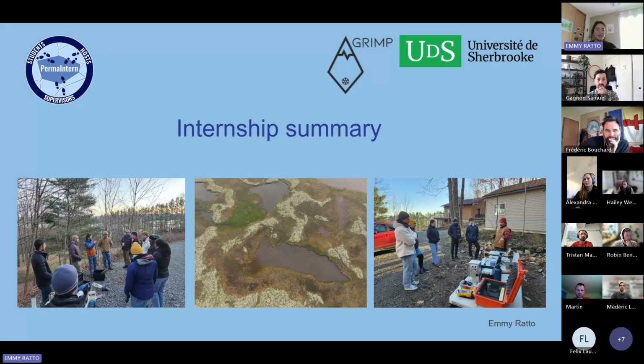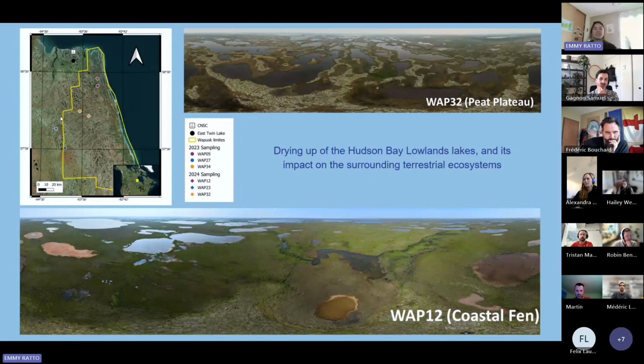In this group, I met Lucille Gosin-Wextin. She introduced me to a research topic: the recent drying up of lakes in the Hudson Bay Lowlands and its impact on terrestrial ecosystems. The study area is near Churchill, and I didn't study all 6 lakes marked on the map. I just studied lakes WAPS 32, 34, and 12.